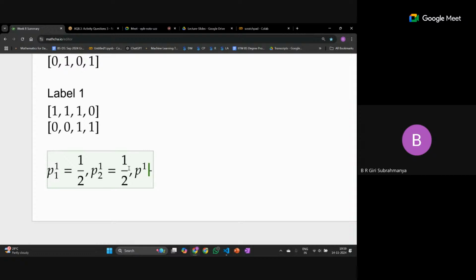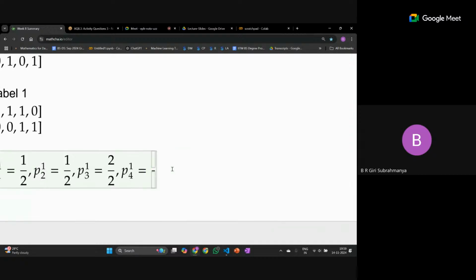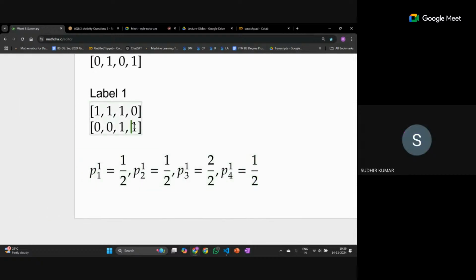Now, P label 1, feature 3, you have 2 data points again. And this time, both the data points have the same feature, and it is 1. So this will be 2 by 2. And for the last one, P label 1, feature 4, this is going to be 1 by 2 again, because 1 is alone.